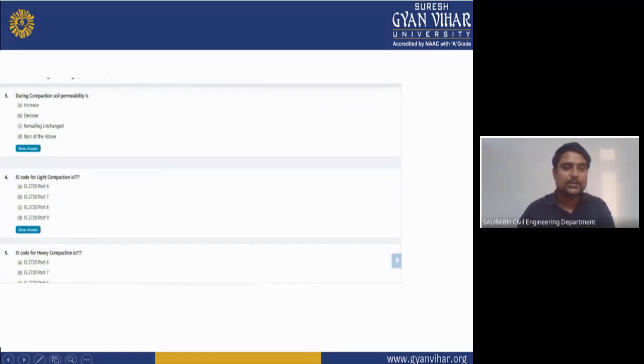Now we will come to the third question. The third question is: during compaction, soil permeability is. In this question it is asking, when you do the compaction of your soil sample, what will happen? The permeability of that soil will increase or decrease. So one thing you have to remember: permeability is like the flowing capacity of water through the soil. If water flows through the soil sample, it means the permeability of that soil is very high, and it is not good for the soil actually, not good for the density of soil.